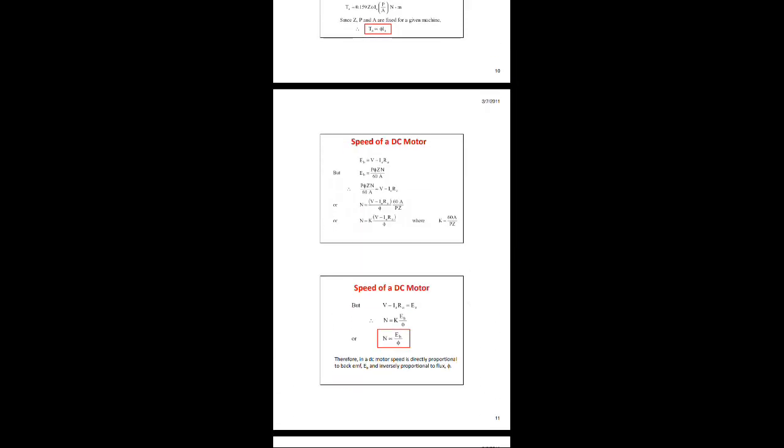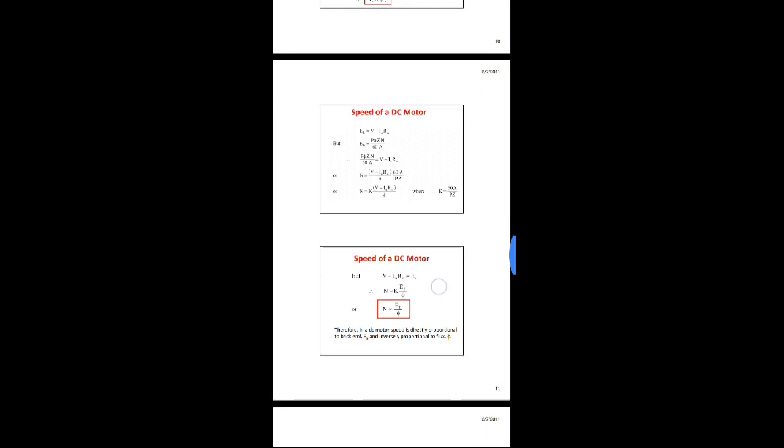Speed of a DC motor. Now let us discuss the speed of a DC motor. Eb equals V minus Ia Ra. That is the formula according to KVL. If you apply it for a shunt motor, Eb equals V minus Ia Ra, and also Eb equals phi Z N P by 60A. If you equate both, N is proportional, N equals K into (V minus Ia Ra) by phi.